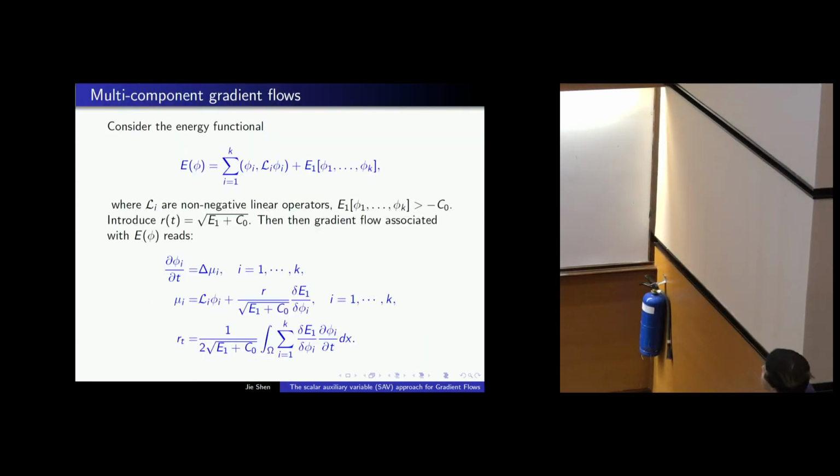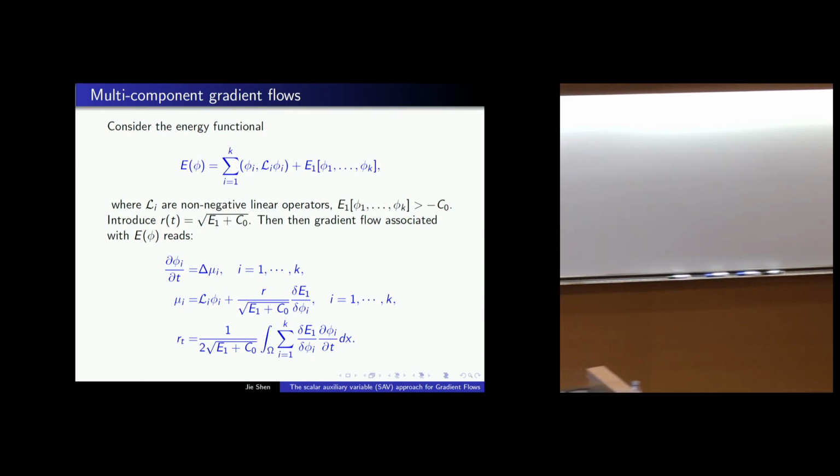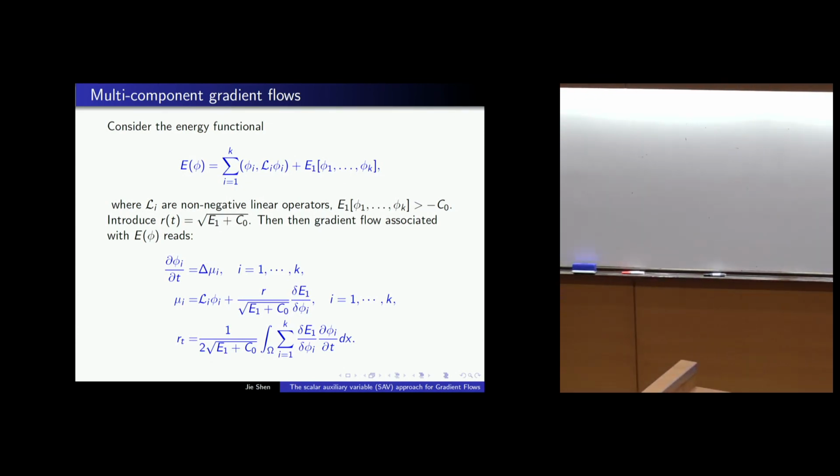Okay, maybe I talk a little bit about a gradient flow with multiple components. So if you have k components, with a linear term and a nonlinear term like this, then you do the same. You just need to introduce one scalar variable, one SAV, R(t) equals the square root of this, and then you take the gradient flow. So for each phi_i, you have one equation. Everything is coupled together here. After you introduce this R, it's coupled by R.